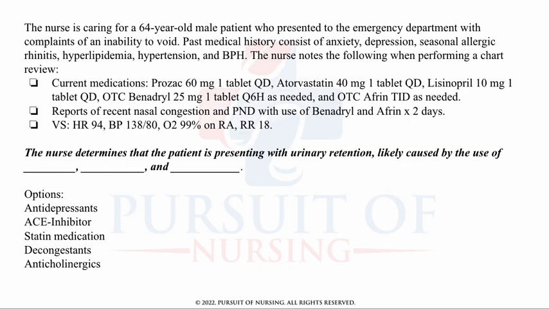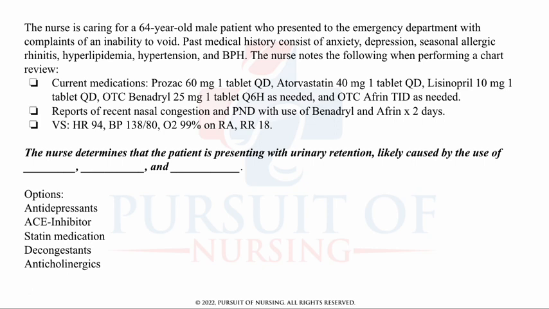All right, this is a drag and drop style question testing your knowledge of physiological integrity. The nurse is caring for a 64-year-old male patient who presented to the emergency department with complaints of an inability to void. Past medical history consists of anxiety, depression, seasonal allergic rhinitis, hyperlipidemia, hypertension, and BPH. The nurse notes the following when performing a chart review.